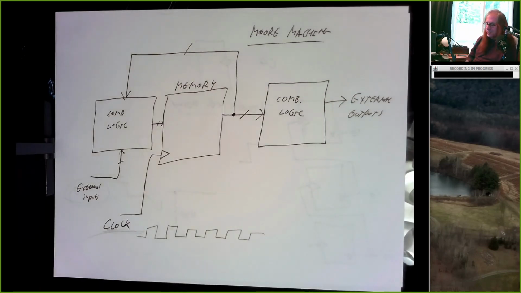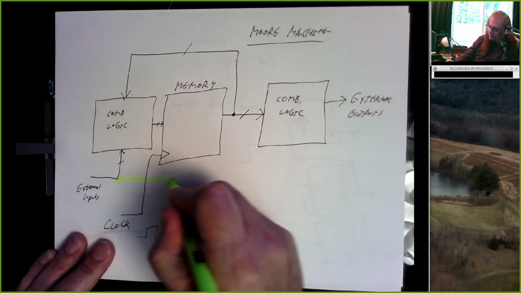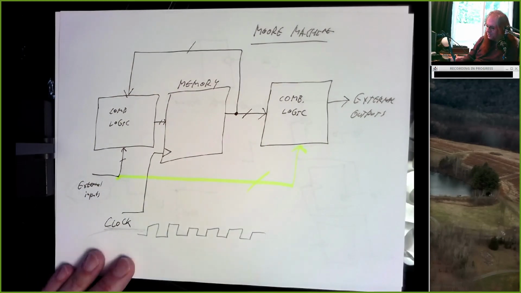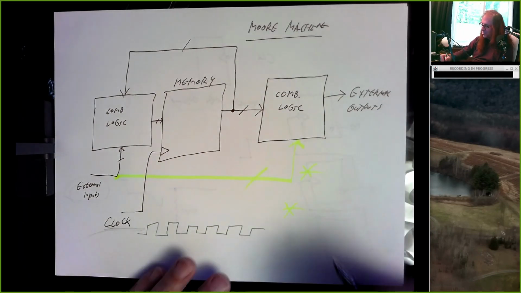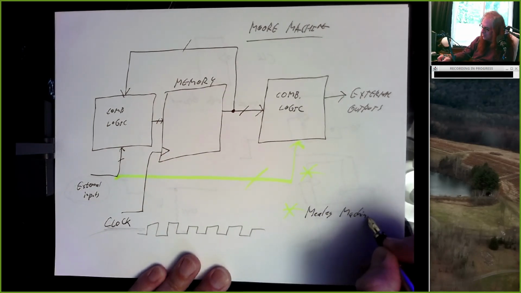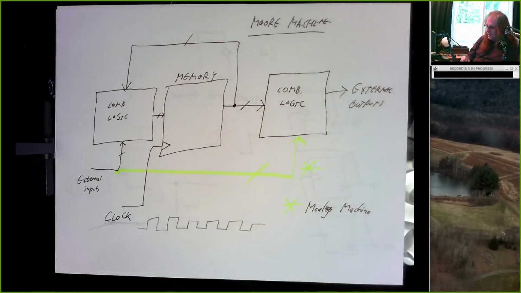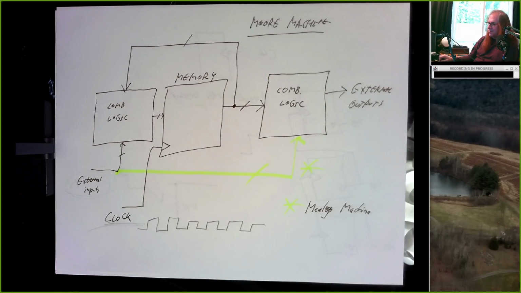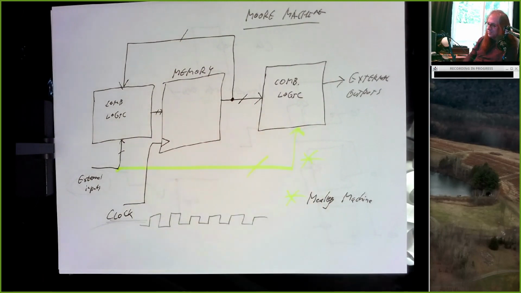All right, so this is a Moore machine. We can change this slightly if we take these inputs and we send some of them into this final combinational logic. That gives us a different type of machine called a Mealy machine. I don't think there's an E there. And the only difference between a Mealy machine and a Moore machine is that the outputs depend not just on the memory values, but also on the external inputs.